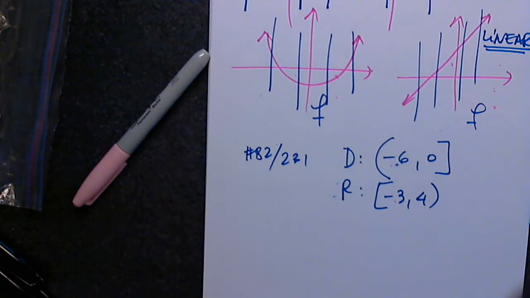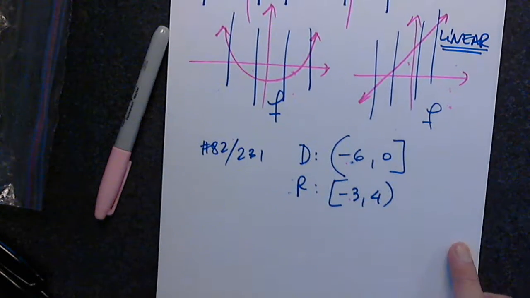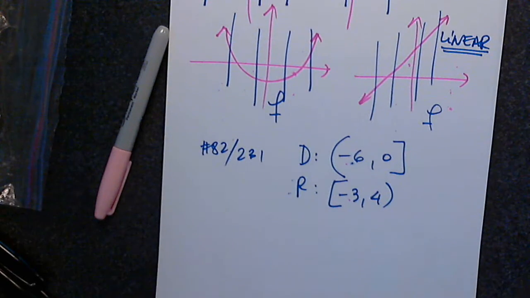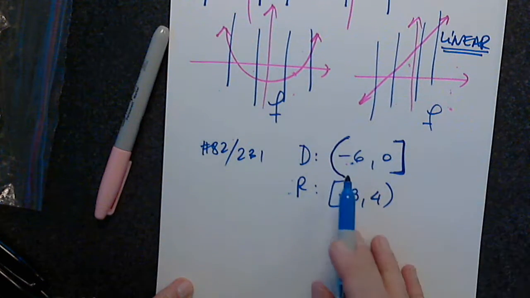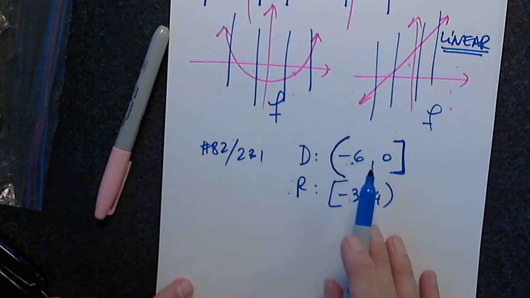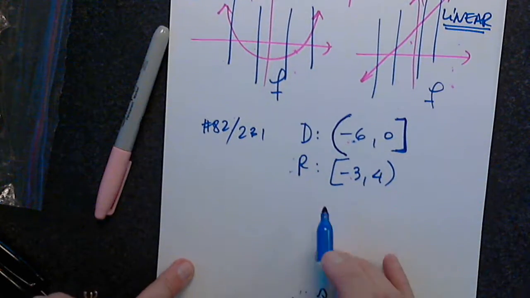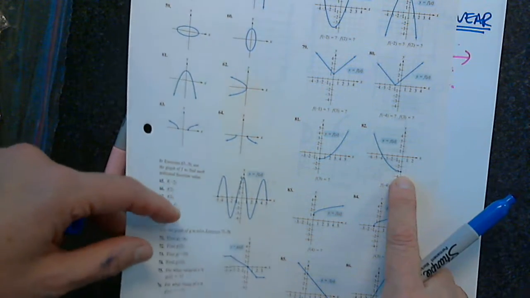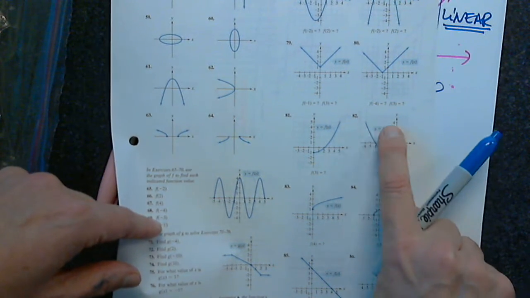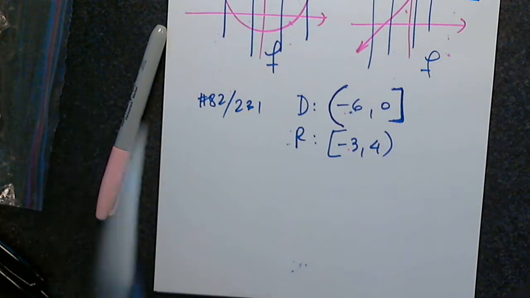So let's write down everything now. The domain in 82 is between -6 and 0. Pay attention to this symbol and this symbol. This shows that the point -6 is not attained, it's a parenthesis, and this one is. The range is between -3 because there was a full point. At -3 is a full point, but at +4, it's not a full point, but it's an open point or a hole in the graph.